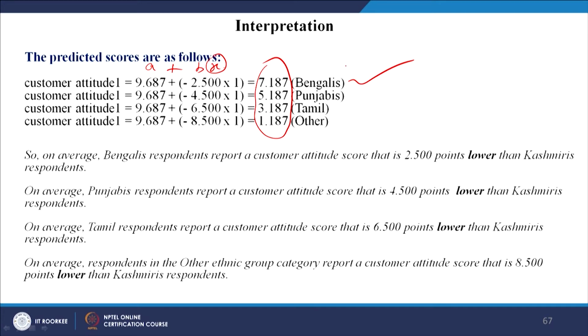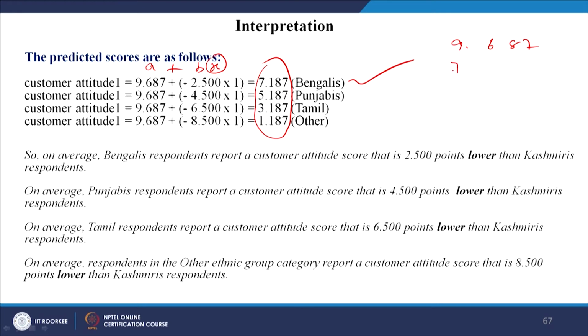individually for Bengalis separately. So, it means that if, let us say, on average Bengali respondents report a consumer attitude score that is 2.5 points lower than the Kashmiri respondents, right. So, in this case our Kashmiri respondent is 0, right. So, that means it is only 9.687.